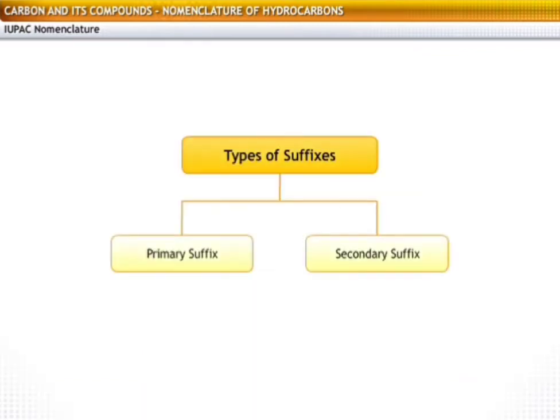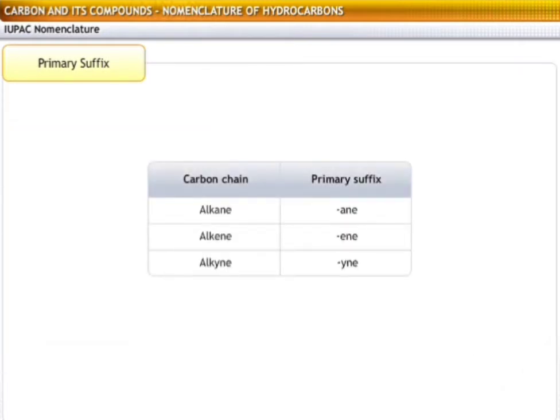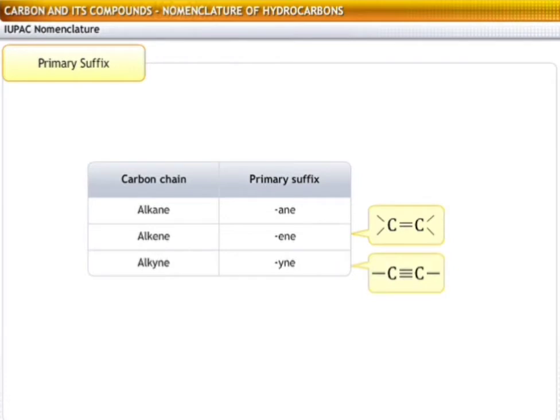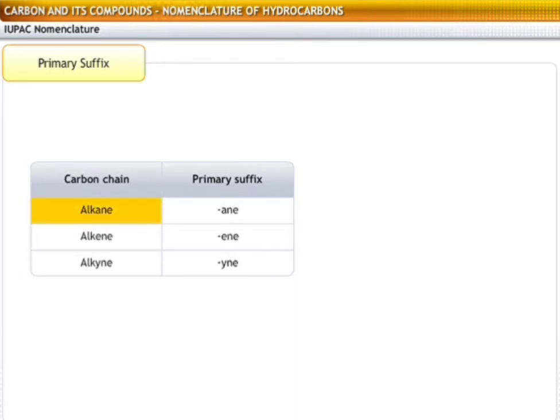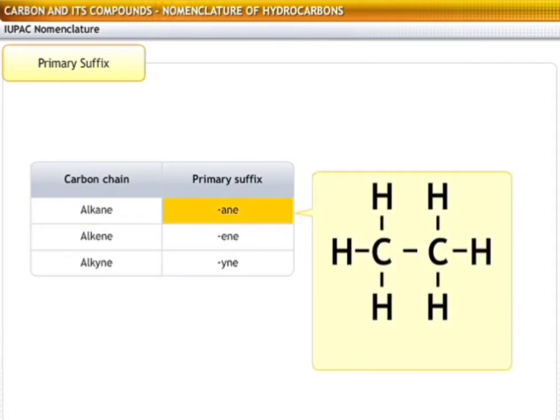The phrase which indicates the nature of a functional group in the molecule is called the suffix. There can be 2 types of suffixes, primary and secondary. A primary suffix is added to the root word to indicate saturation or unsaturation in the carbon chain. Hydrocarbons that contain double and triple bonds are known as unsaturated hydrocarbons. For saturated hydrocarbons, the primary suffix "ane" should be added.